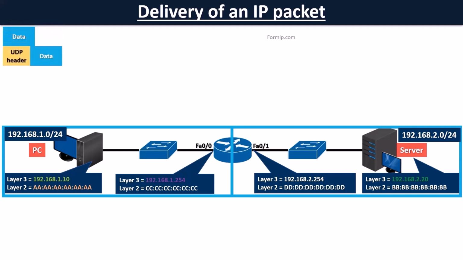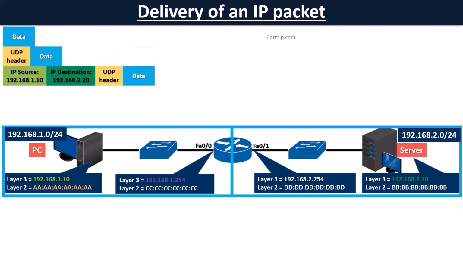UDP prepares its header and passes the PDU to the IP protocol, telling it that it wants to send this data to the server. When the PC analyzes the destination address, it realizes that it is not part of its subnetwork. So it will send it to its default gateway, which is the local router's IP, 192.168.1.254. The IP protocol encapsulates the PDU in a layer 3 packet and transmits it to layer 2, with instructions to give it to the default gateway.